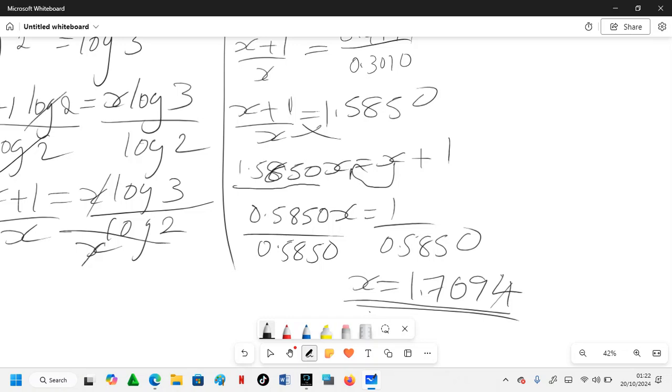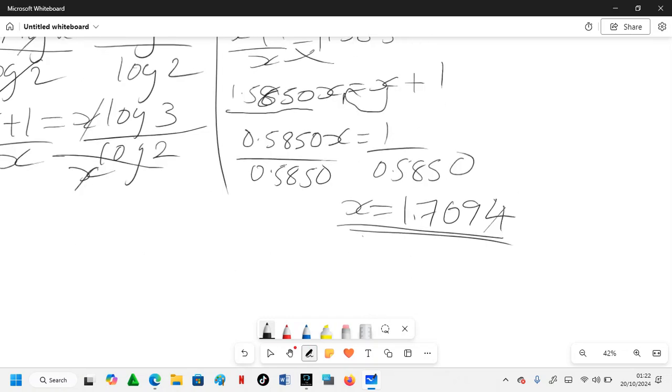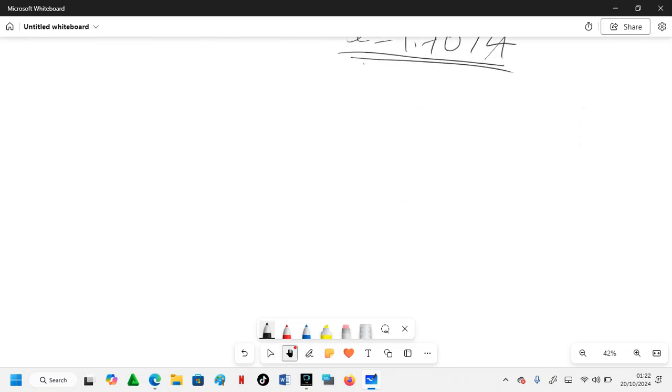Right? Doing good. Now just to do another problem. And this one is going to be a little bit more complicated. Solve the simultaneous equation.